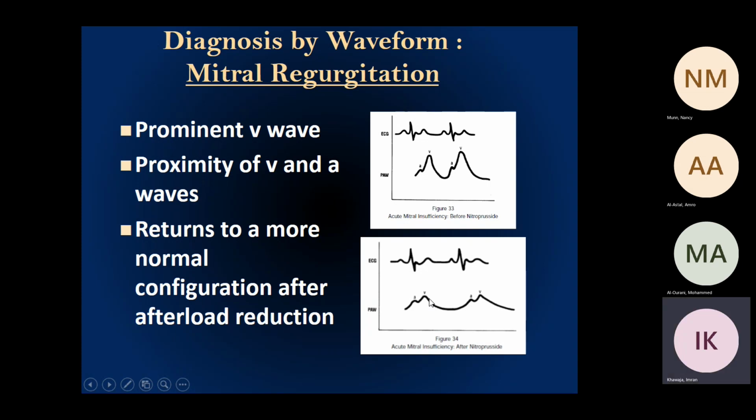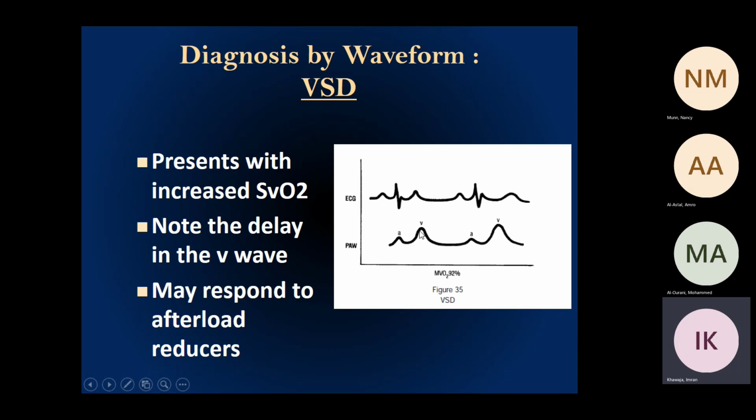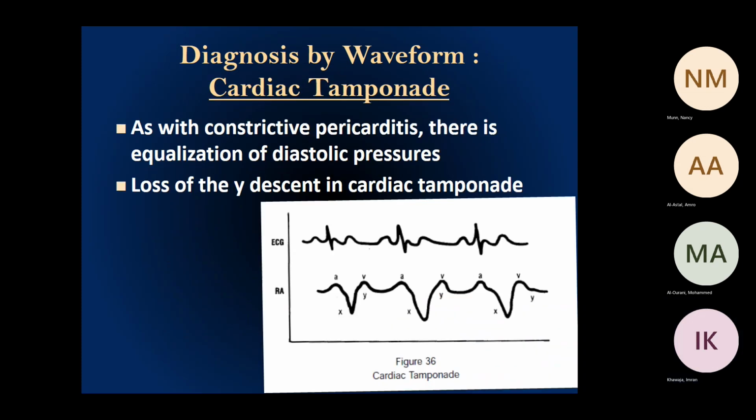Tomorrow's session, in some questions, you see larger V waves. And in these patients, of course, when you put in your Swan and measure your saturations, you're going to see a step up in the saturations as you go from the right atrium to the right ventricle, reflecting the mixed blood, or the blood coming from the left side.